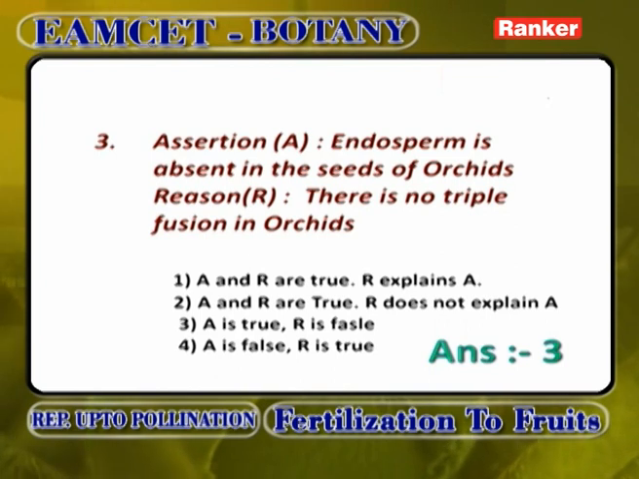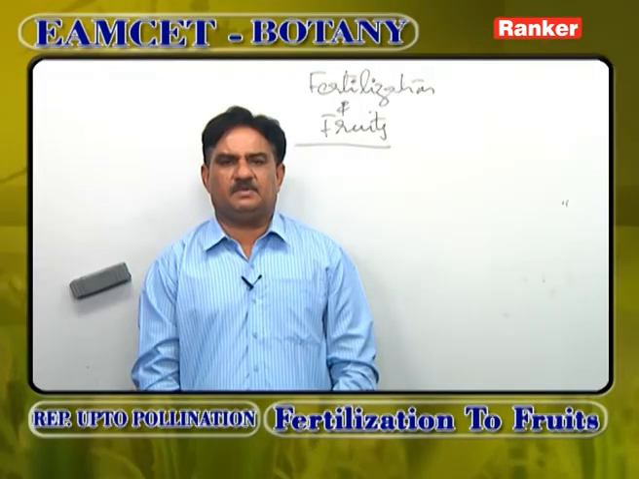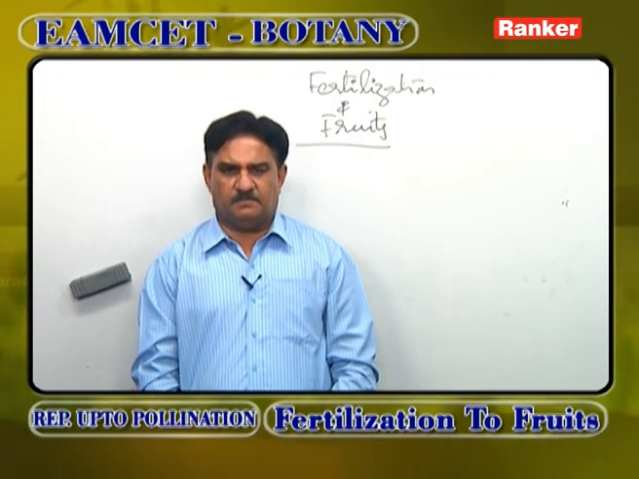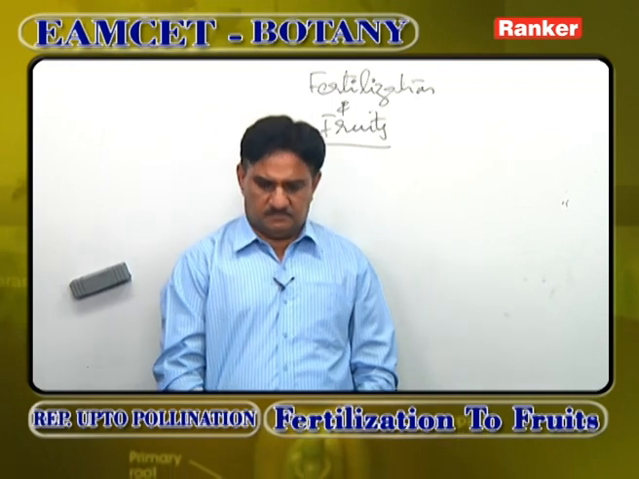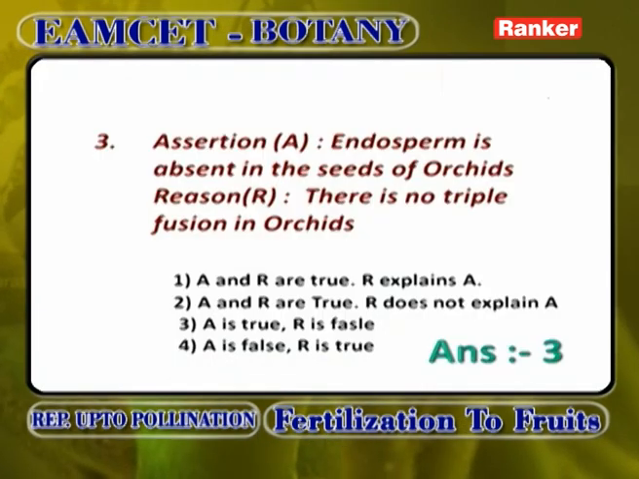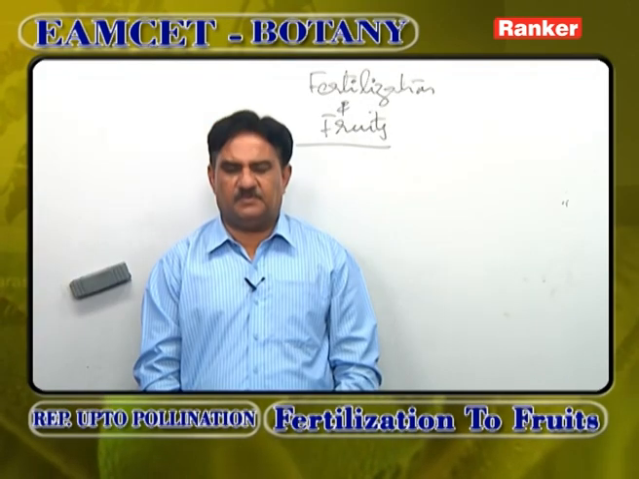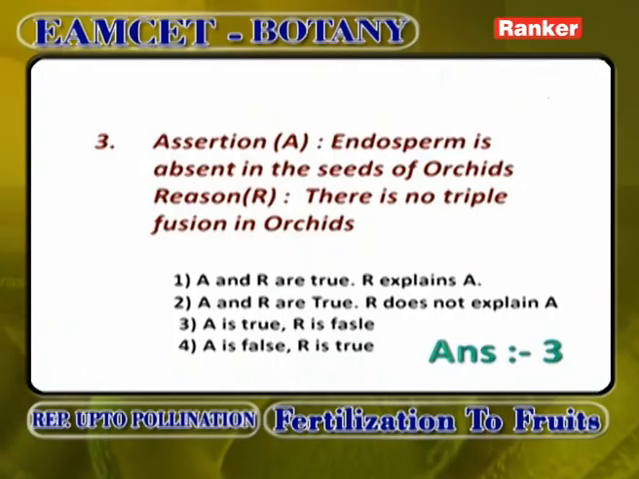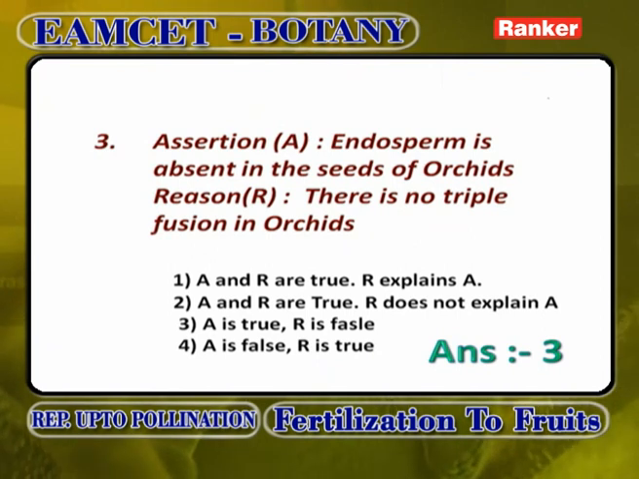Endosperm is absent in the seeds of orchids. Why is endosperm absent in the seeds of orchids? Because the developing embryo completely utilizes the endosperm. So the statement that there is no triple fusion in orchids is wrong. So the answer is A is true, R is false.